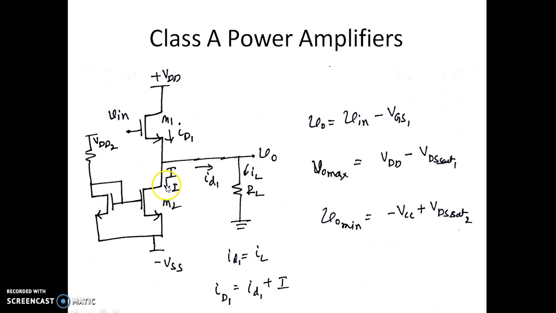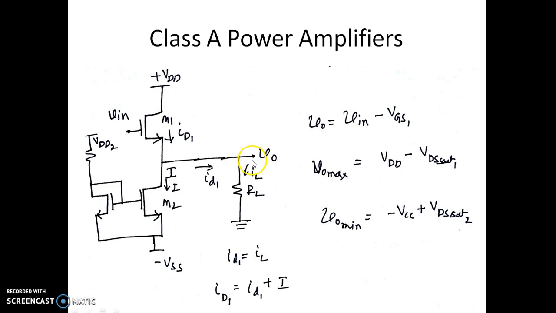Now assume that the current I is flowing here, and because of the applied input voltage, there is a small current I_D1, which is the AC current plus the DC current going through M1, whereas the load will take only the AC current, and the DC current is going through M2. So we can have a capacitor here also. This capacitor, from this point to the load, will block the DC current from flowing there. So at the load we have only the AC component, and the DC component is going through M2.